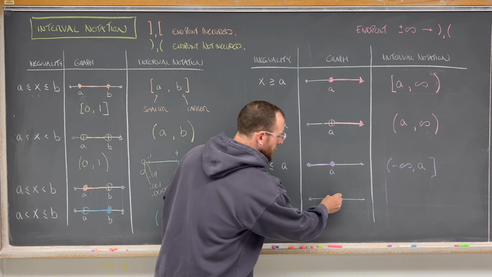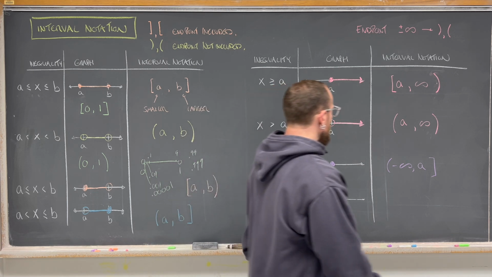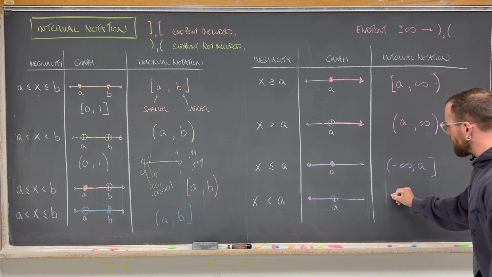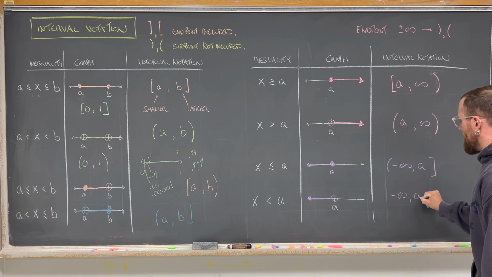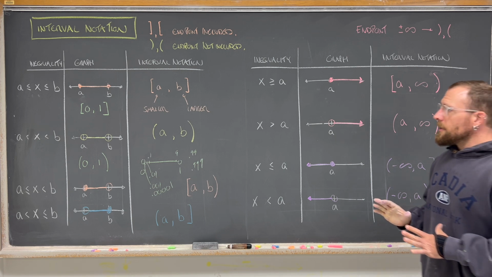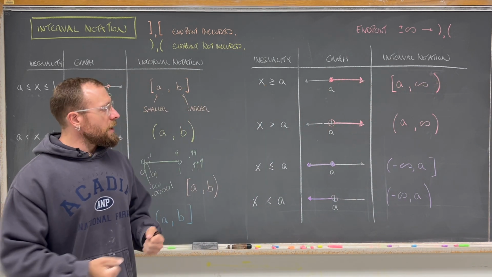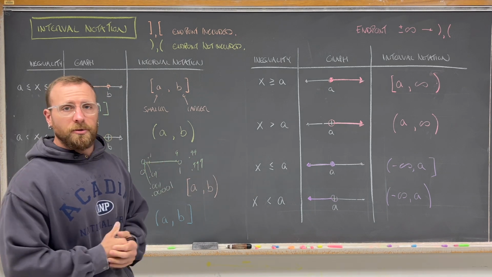And down here, it's almost the same thing, but of course a has been removed. So now we're looking at all of the numbers from negative infinity to a, and we're not going to include either endpoint. So this is interval notation. This is how it looks in all 8 possible cases.